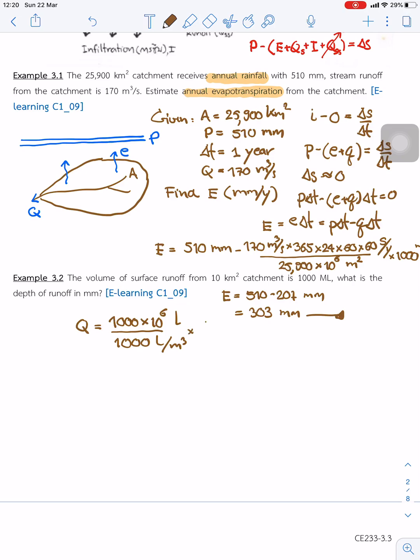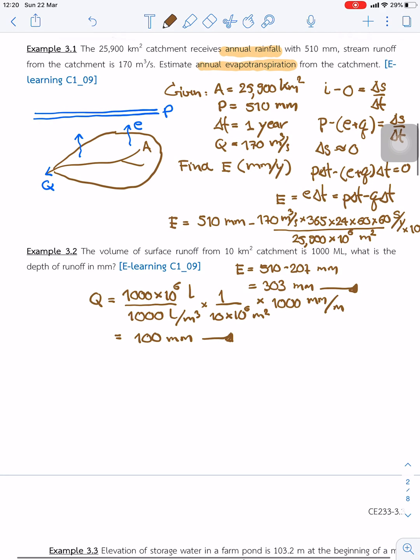and divided by the area, 10 kilometer square, 10 times 10 to the power 6, converted to square meters, and cubic meter divided by square meter, and convert to millimeters. Okay, so we got Q equal to 100 millimeters.